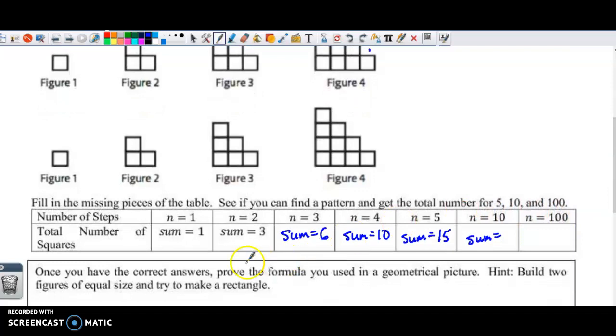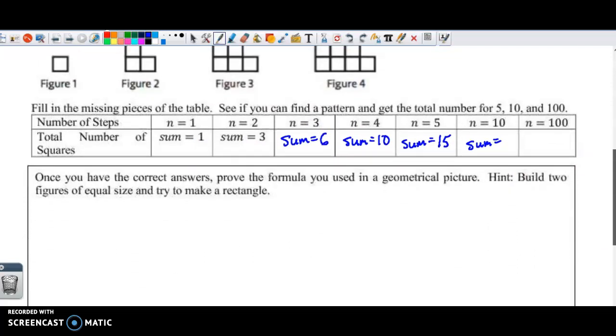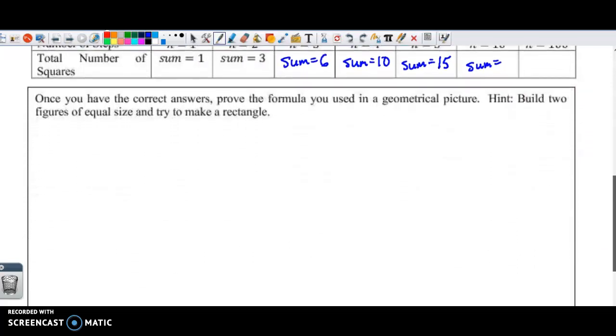And for some students, it's not that easy to just look at these numbers and see that there's a pattern going on. Well, based off of the picture, what I'd like for you to see is try to build 2 figures of equal size and try to make a rectangle. So what I'll do, and if this were a normal class, I'd probably have you try this on your own, but the nature of our class, we just have to do it this way. I'm going to stop at n equals 4.